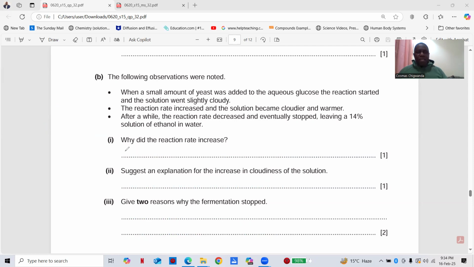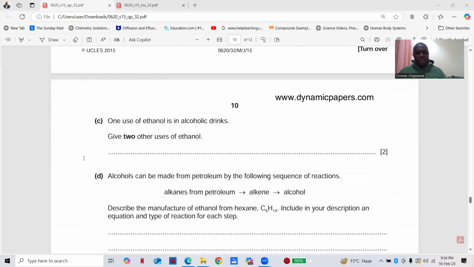Okay, fine. And then if you move to the next question, all right: one use of ethanol is in alcoholic drinks. Give two other uses of ethanol. Remember, such questions want industrial uses. Ethanol has found a lot of uses in our industry.